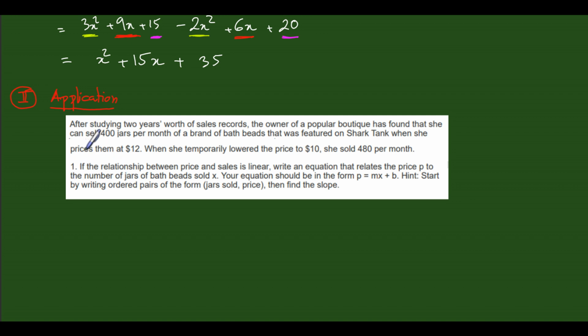After studying 2 years' worth of sales records, the owner of a popular boutique has found that she can sell 400 yards per month of a brand of bath beads that was featured on Shark Tank when she priced them at $12. So these two pieces of information tell you a lot. It means that if you price them at $12, you can sell 400. Okay, when she temporarily lowered the price to $10, she sold 480 per month.